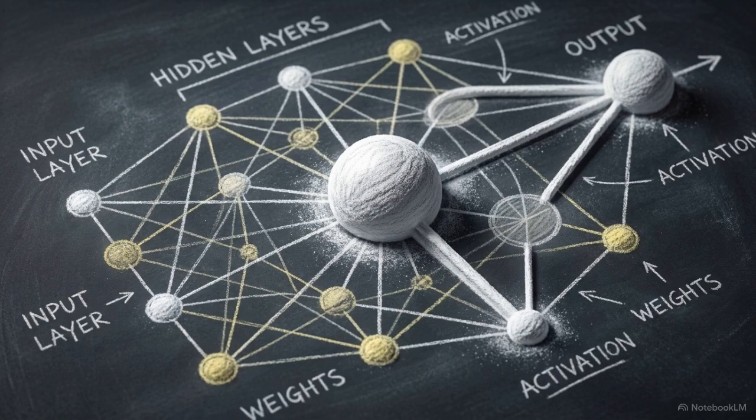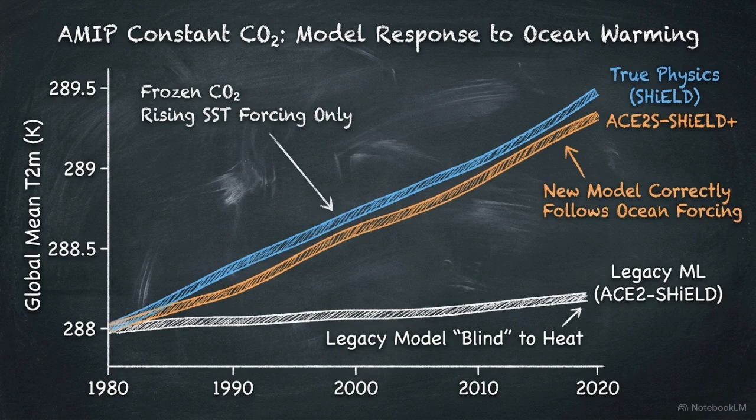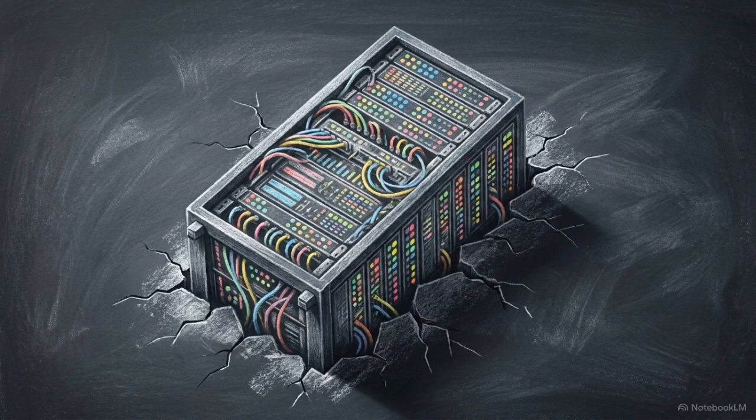This proves a specific mechanical flaw. The network had assigned nearly the entire historical warming trend to the CO2 parameter. Without rising CO2 to trigger its learned shortcut, the model was blind to the immense thermal forcing of the ocean. By contrast, the newly upgraded model, ACE2S SHIELD+, successfully tracks the correct near-surface warming, relying on the sea surface temperature forcing alone.